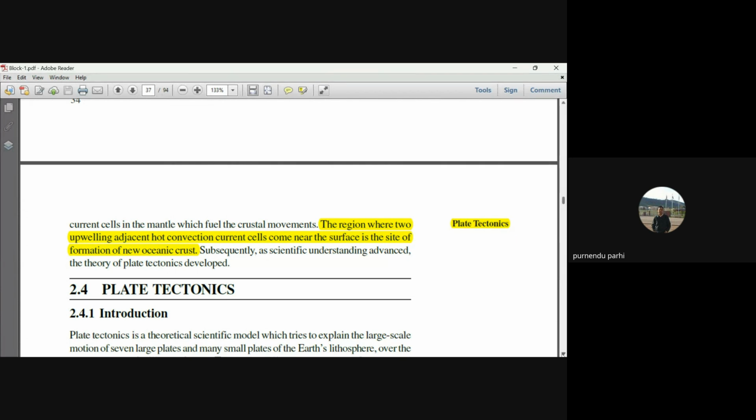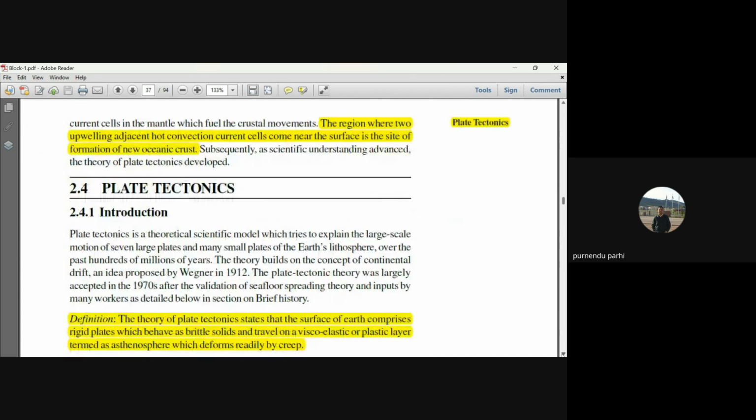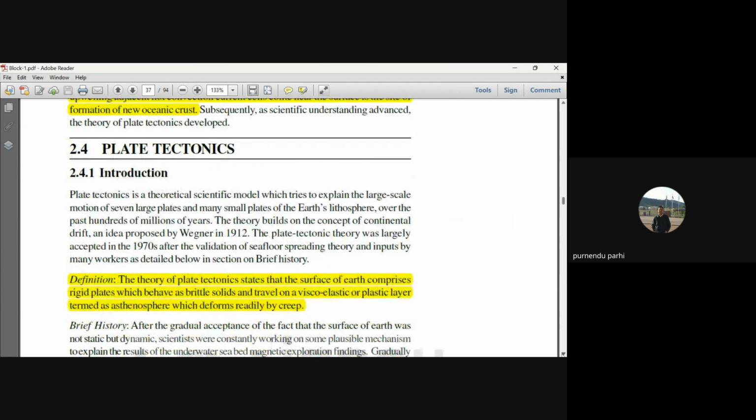The region where two upwelling adjacent hot convection current cells come near the surface is the site of formation of new oceanic crust. Subsequently, as scientific understanding advanced, the theory of plate tectonics developed. Plate tectonics is the theoretical scientific model which tried to explain the large-scale motion of seven large plates and many small plates of the Earth's lithosphere over the past hundreds of millions of years.